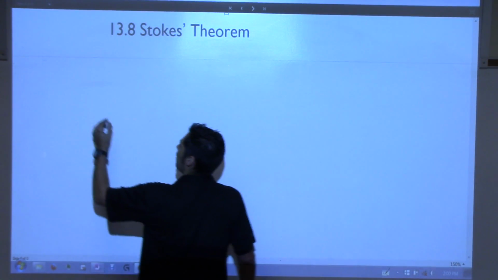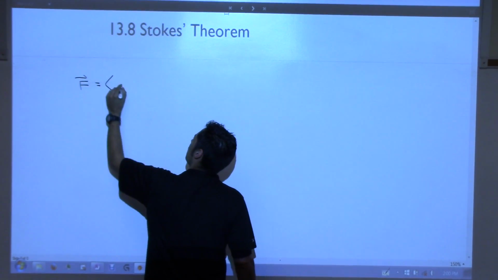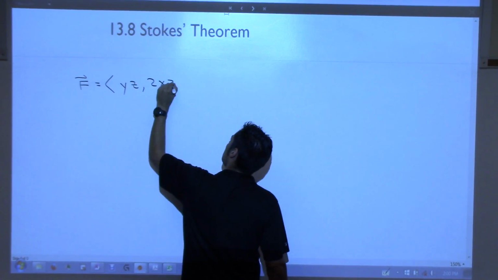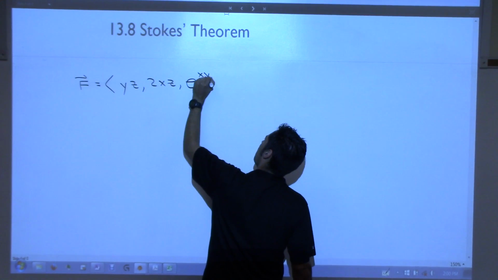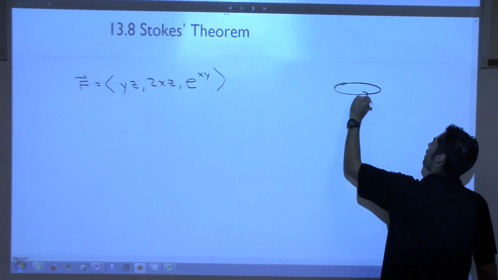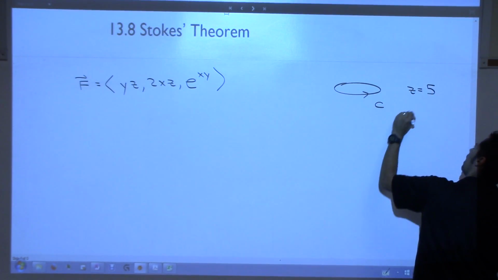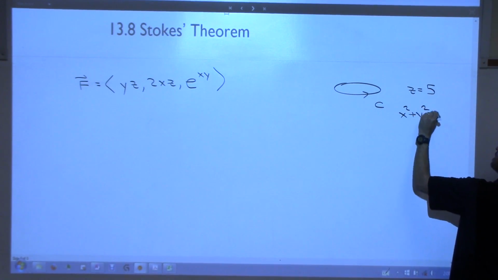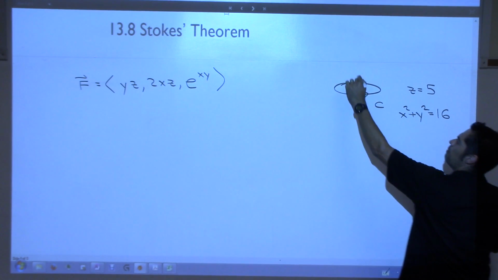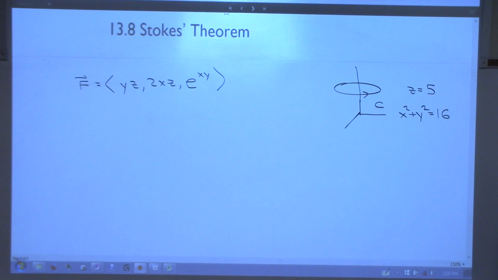Help me out here. We had a vector field that was what? Oh, I remember: (y, z, 2x), z, e to the xy. And we had our curve, which was this guy. That was C, but z was 5, and it came from x squared plus y squared equals 16. Is that right? Okay, so it was that curve, sitting up here a little bit off the xy plane. There it was, right?